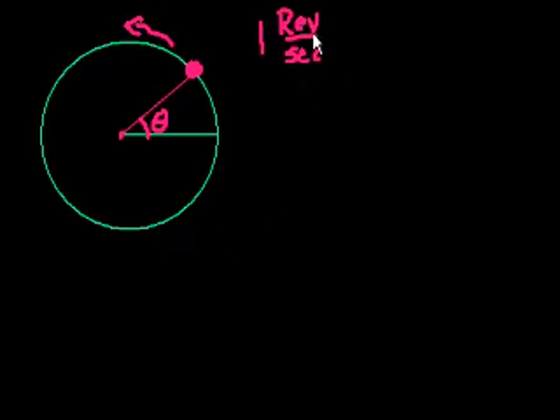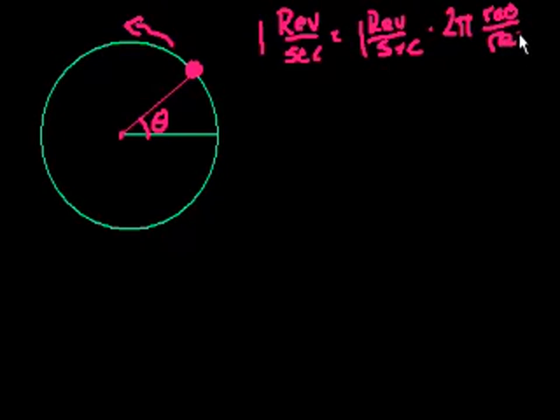Well, how many radians are there in a revolution? Well, there's 2 pi radians in a revolution, right? One go around in a circle is 2 pi radians. So this equals 1 rev per second times 2 pi radians per rev, right? And then the revolutions will cancel out, and you have 1 times 2 pi. So you have 2 pi radians per second.